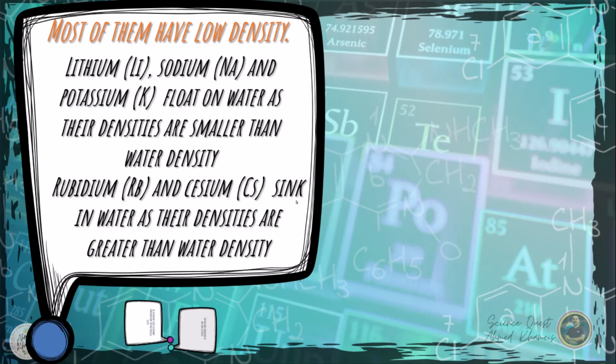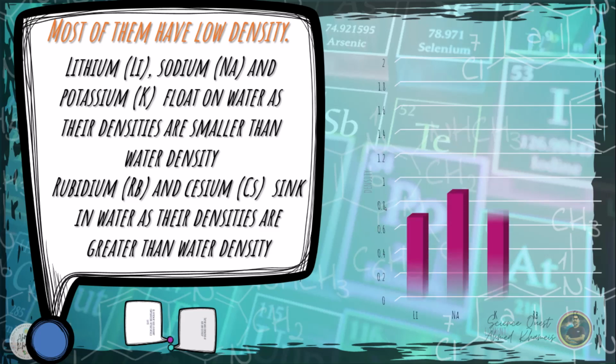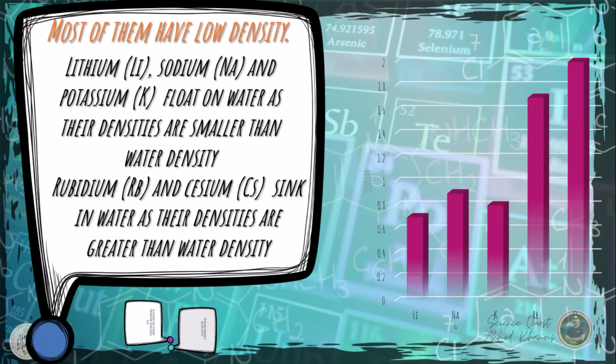Rubidium and cesium sink in the water because they have higher density than water. So as you see here, lithium, sodium, and potassium have density less than the density of water, but for rubidium and cesium, the density is more than the density of water.